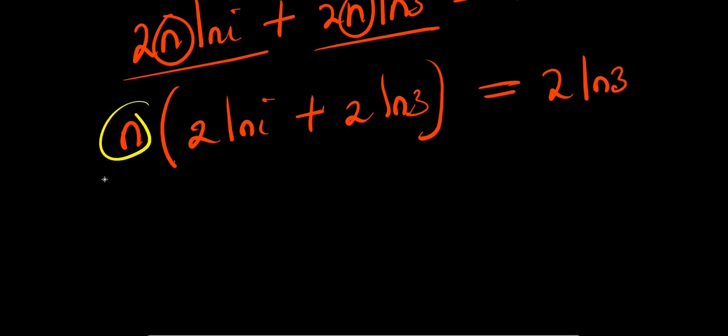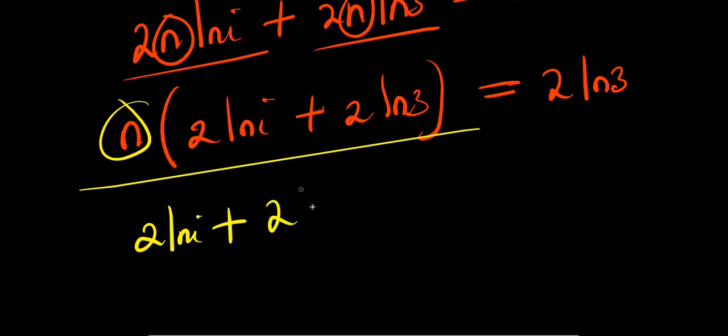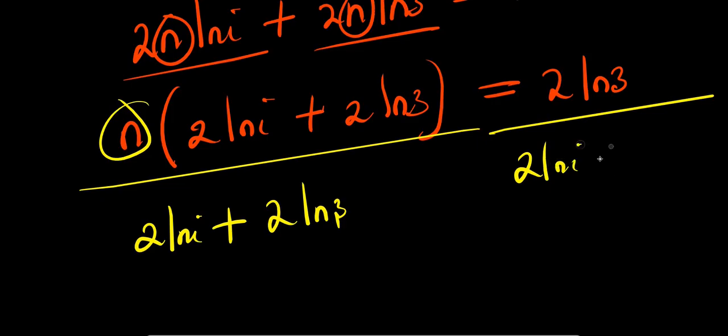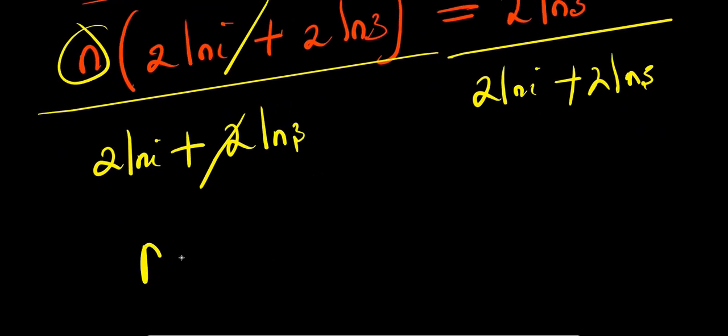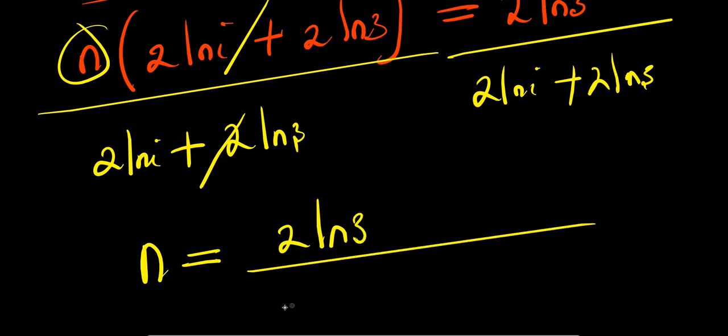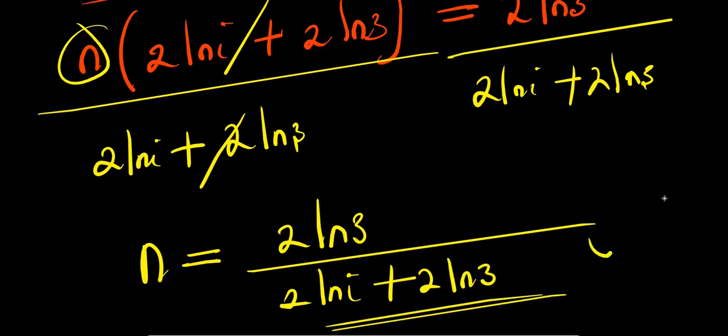So isolating n by dividing both sides by 2 times natural log i plus 2 times natural log 3, this divides this. I simply have n equals 2 times natural log 3 divided by 2 times natural log i plus 2 times natural log 3. This also is our answer.